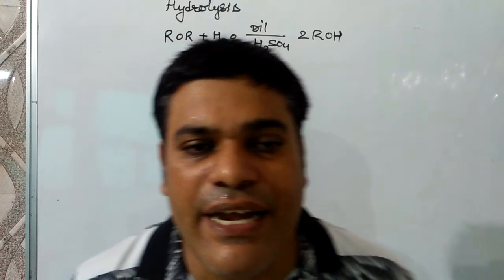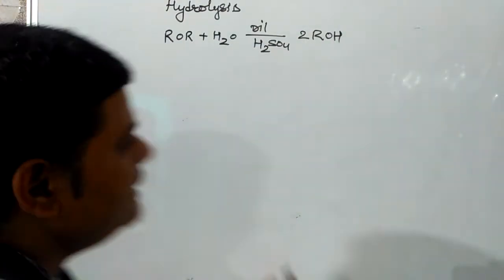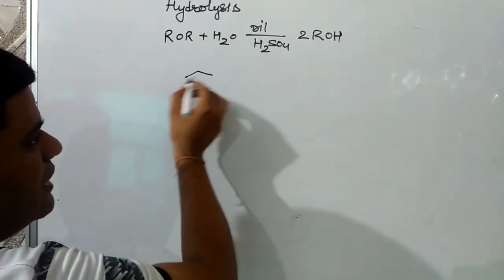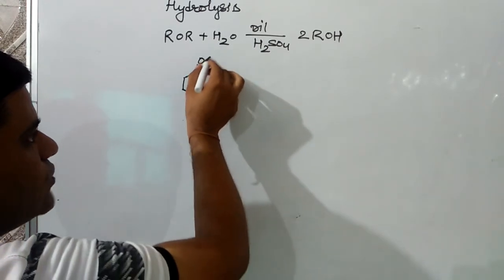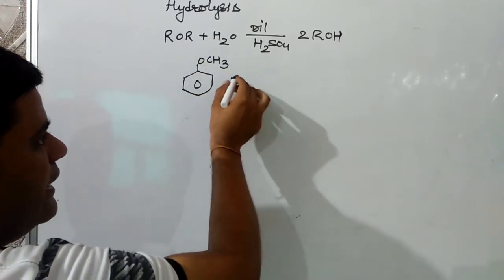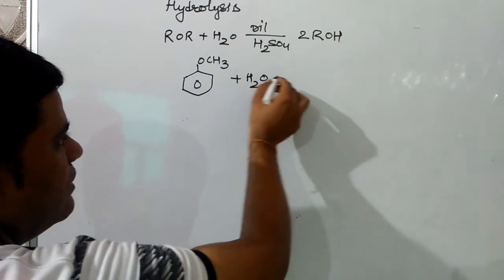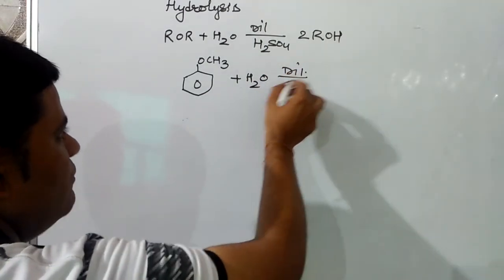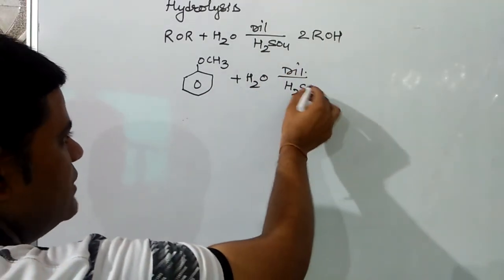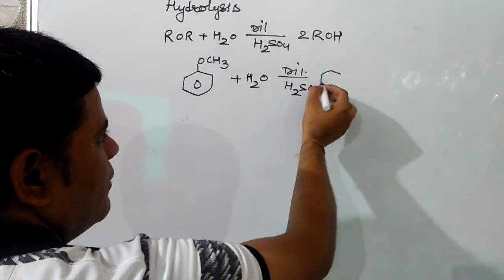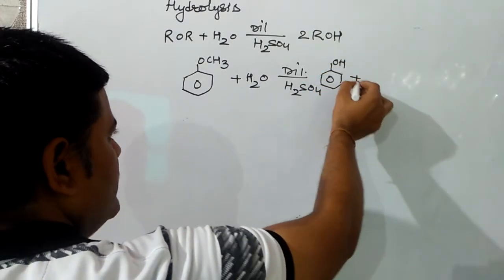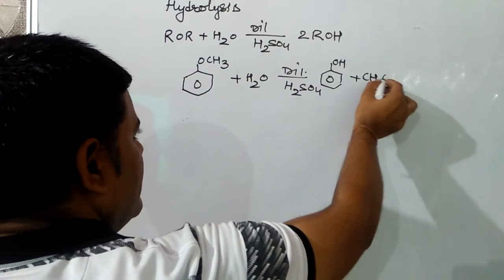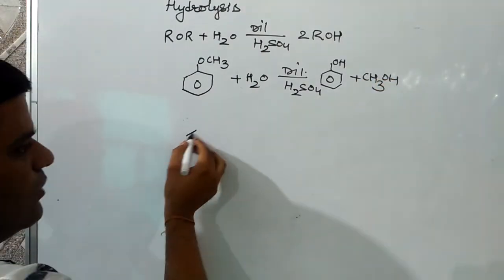Now a question might be there in the exam: convert anisole into phenol. For that, react anisole with water in presence of dilute H2SO4, due to which the products formed will be phenol and methyl alcohol.